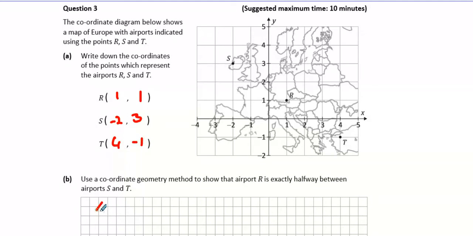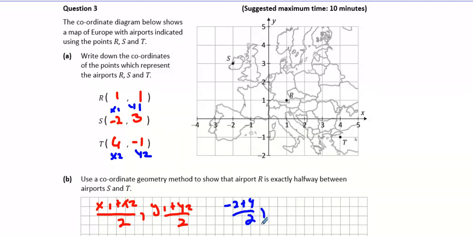Use coordinate geometry method to show that airport R is exactly halfway between S and T. So we're going to use the midpoint formula to do that. We call S x1, y1, and T is x2, y2. So it's going to be minus 2 plus 4 divided by 2, and the other one's going to be 3 plus minus 1 divided by 2. They're both going to be 2 over 2, which is the point 1, 1, which is in fact R. So R is the midpoint of S and T.